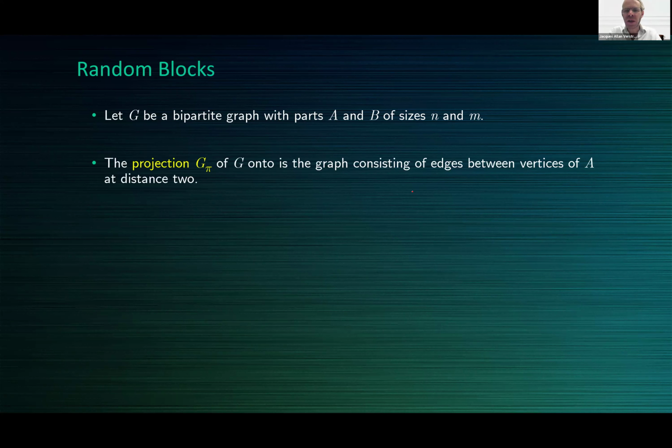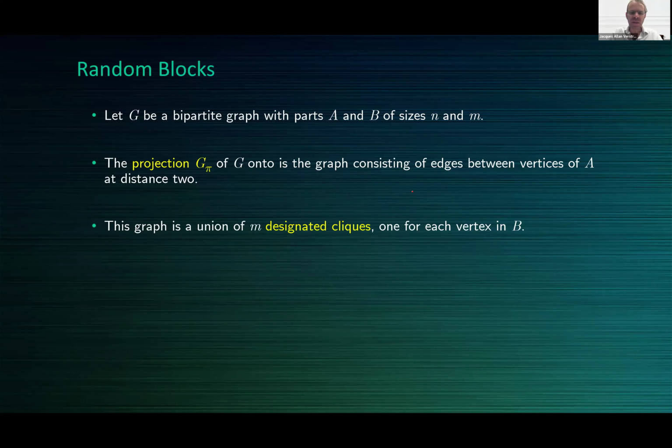I give you a bipartite graph, let's say with parts A and B of sizes n and m. One thing I can do is take that graph and define what I'll call the projection G_π. You take the projection G_π of G onto A, right? So I'm going to push it down onto one side. Essentially, what you do is join vertices of A with an edge when they have distance 2 in the bipartite graph. So essentially you push the bipartite graph down onto one side, take the square of the graph if you like, and restrict it to A.